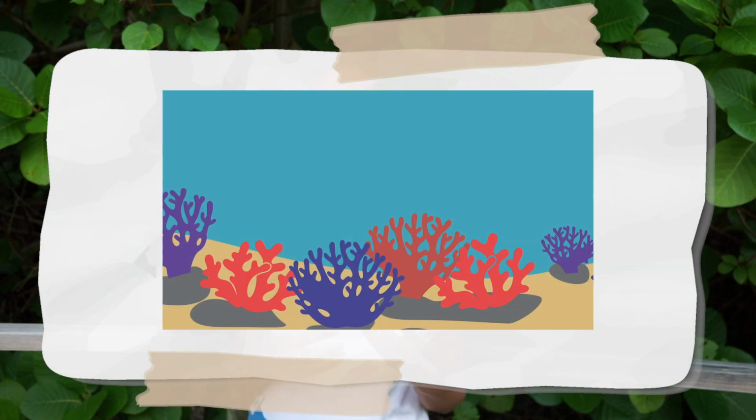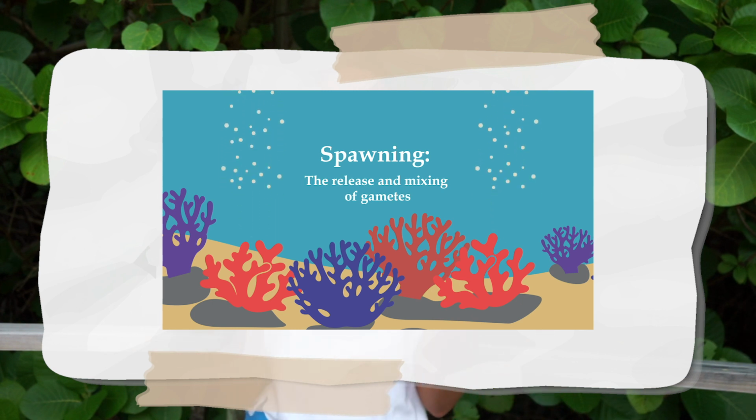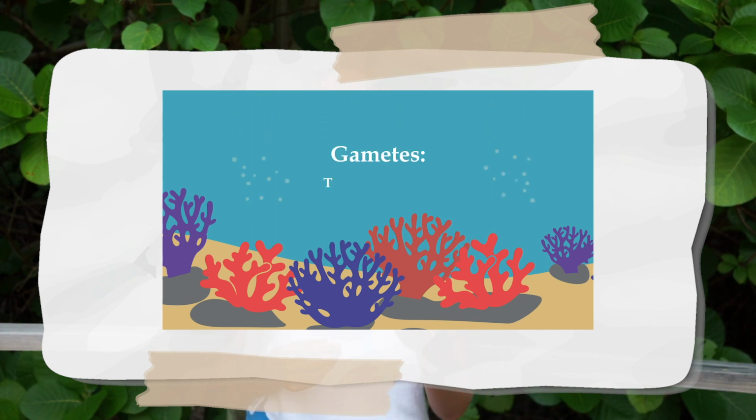Now we know what a coral is, let's have a look at its life. How animals start their life, reproduce and die is called their life cycle. A coral's life cycle starts with a large mature colony spawning. Spawning is when male and female gametes are released into the water to mix. Gametes are the reproductive cells of animals.